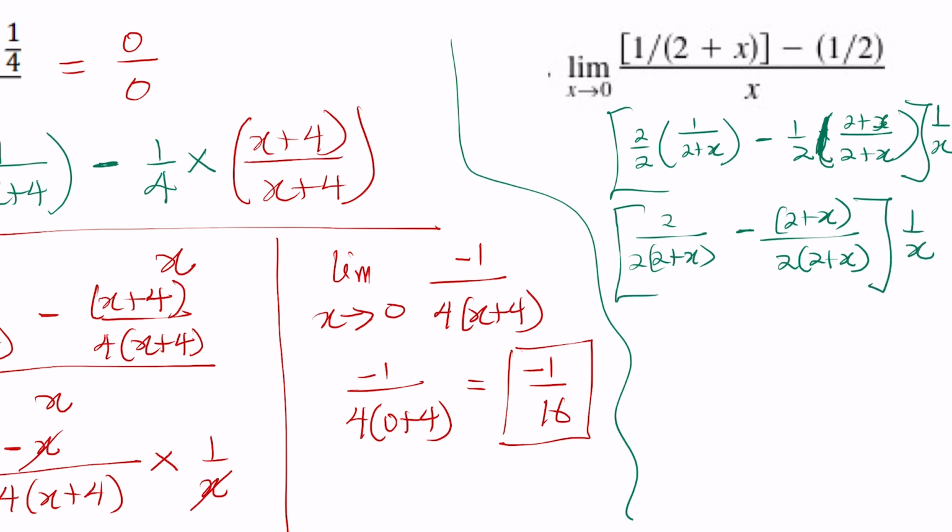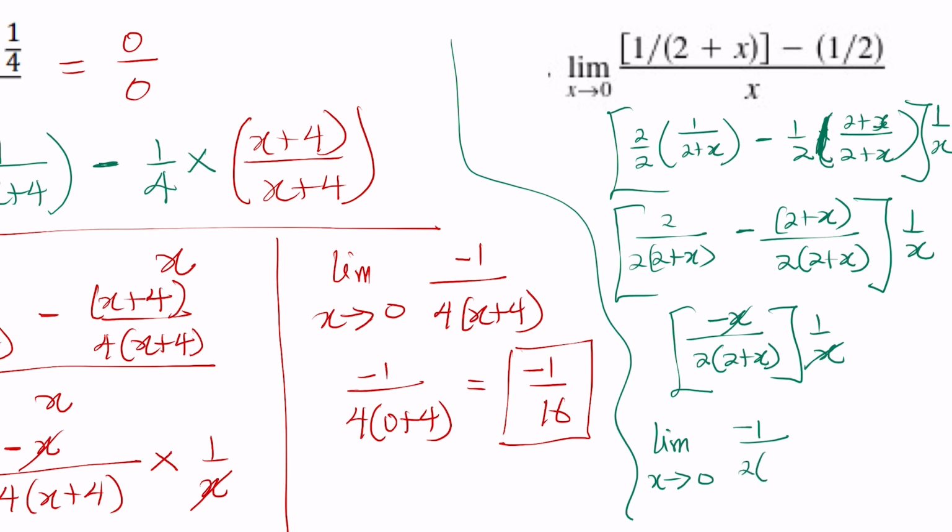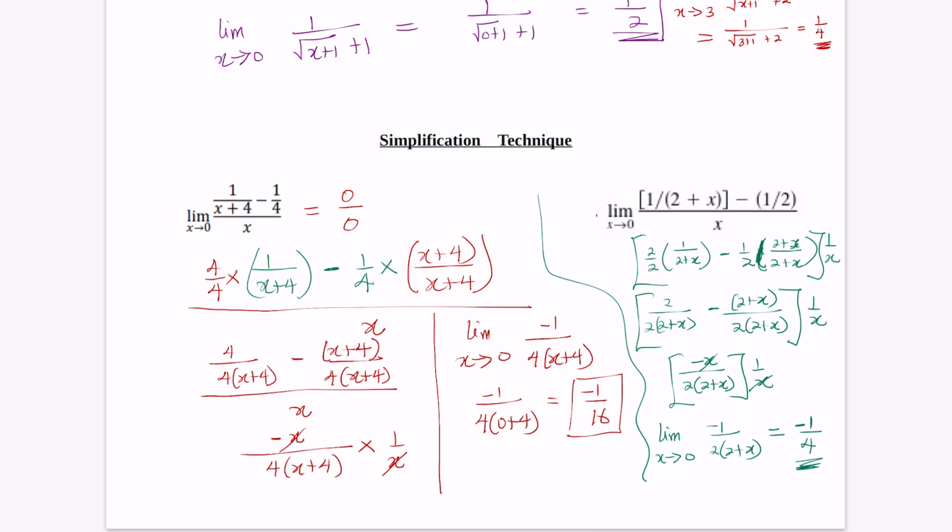So this will give us negative x divided by 2 times 2 plus x, all this in brackets times 1 over x, and x cancels out. So we now have the limit as x approaches 0 of negative 1 over 2 times 2 plus x. And this will give us negative 1 over 4. So this is how to use the method of simplification to solve limits.